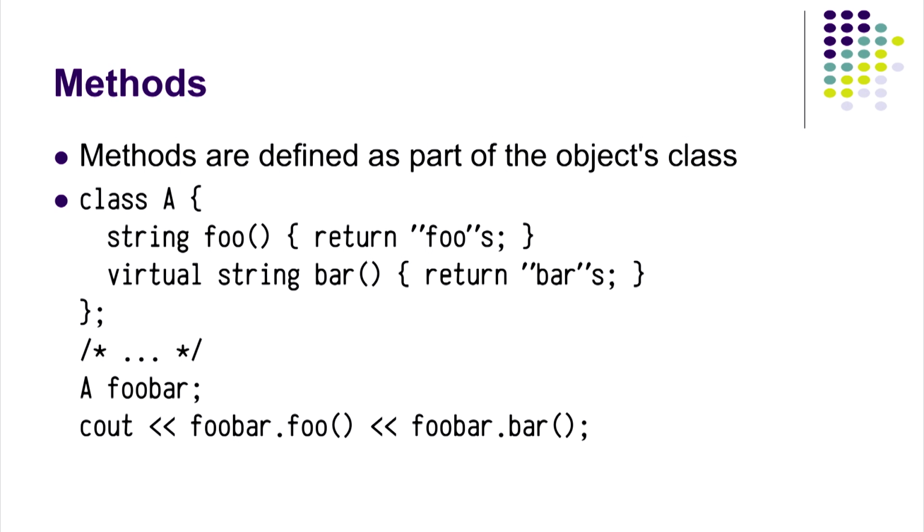So here we have a class A. It has a method foo and a method bar. The first one returns the string foo. The second one returns the string bar. They're declared a little differently, but let's not worry about that for the moment. But if I create an object foobar of type A and call foobar.foo, it'll give me a foo, and foobar.bar, it'll give me a bar. So the print statement on the bottom will print foobar.